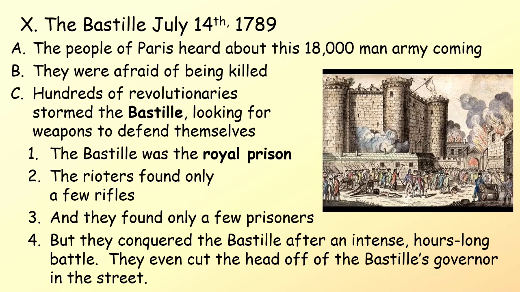Bastille Day, July 14th, 1789. The people of Paris heard about this 18,000-man army coming. They were afraid of being killed, and hundreds of revolutionaries stormed the Bastille looking for weapons to defend themselves. The Bastille was the royal prison, and the rioters found only a few rifles and only a few prisoners. But they conquered the Bastille after an intense, hours-long battle with the guards. And they even cut the head off the Bastille's governor in the street.